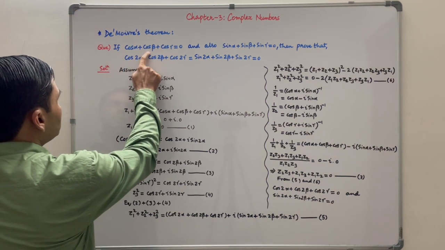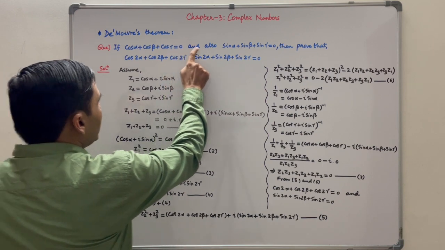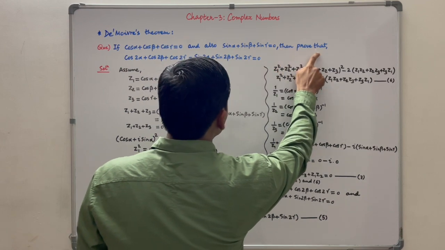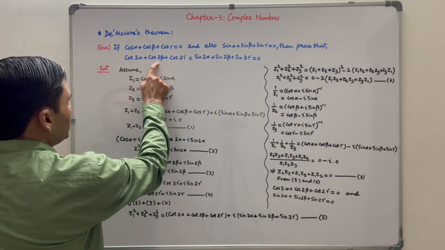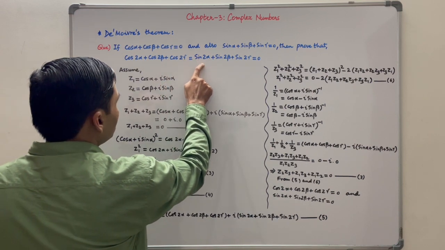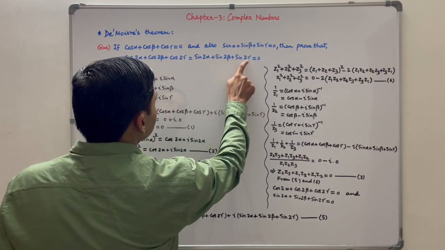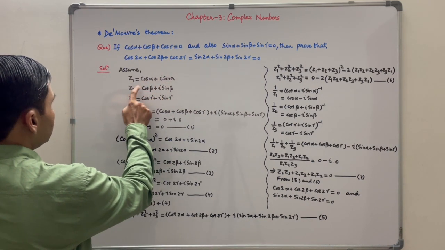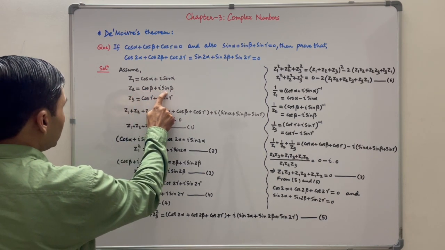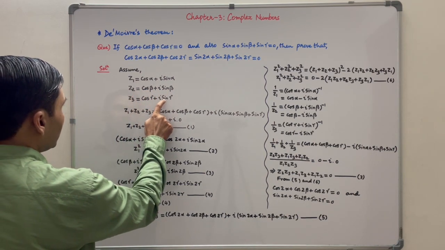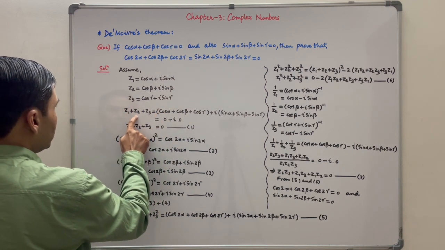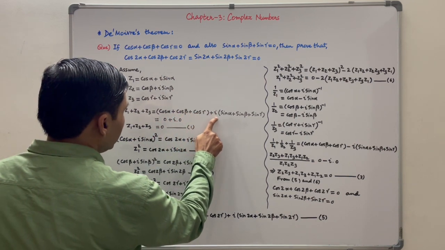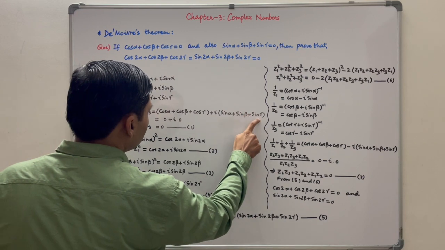If cos alpha plus cos beta plus cos gamma is equal to 0, and also sin alpha plus sin beta plus sin gamma is equal to 0, then prove that cos 2 alpha plus cos 2 beta plus cos 2 gamma is equal to sin 2 alpha plus sin 2 beta plus sin 2 gamma is equal to 0. Suppose Z1 is equal to cos alpha plus i sin alpha, Z2 is equal to cos beta plus i sin beta, and Z3 is equal to cos gamma plus i sin gamma. So Z1 plus Z2 plus Z3 is equal to cos alpha plus cos beta plus cos gamma plus i into sin alpha plus sin beta plus sin gamma.